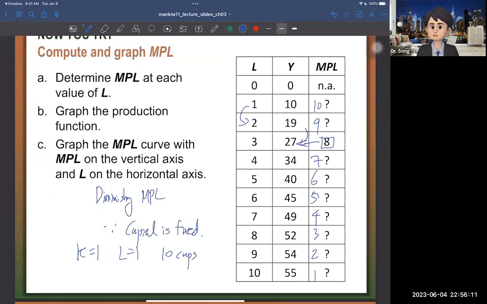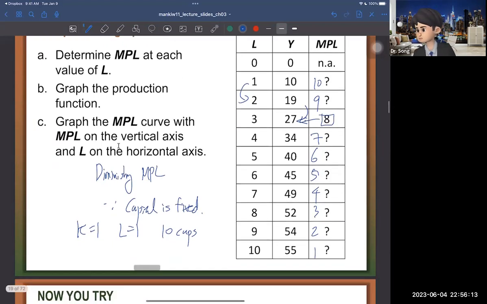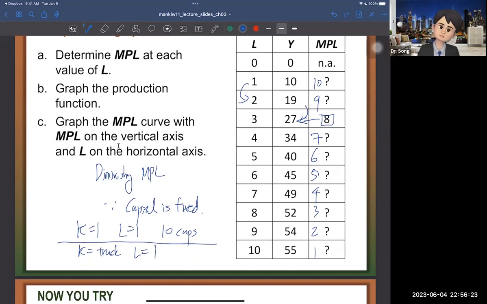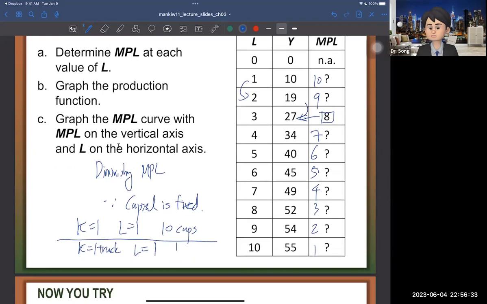Another example is the following. Well, K is a truck, and L is the workers. And here, this is a FedEx company, okay? So basically their job is to deliver packages. When you have 1 truck and 1 worker, they can deliver 10 packages per hour. And when you have 2 workers, they can deliver 20, okay? Well, that's good. But then what happens when you have a third worker? Well, there's no seat for the third worker, right?